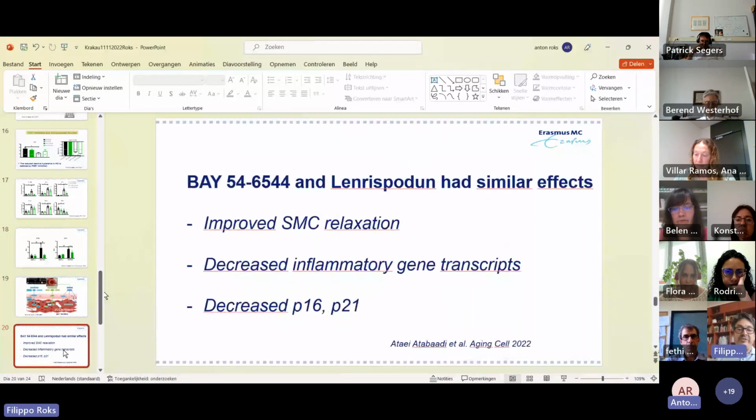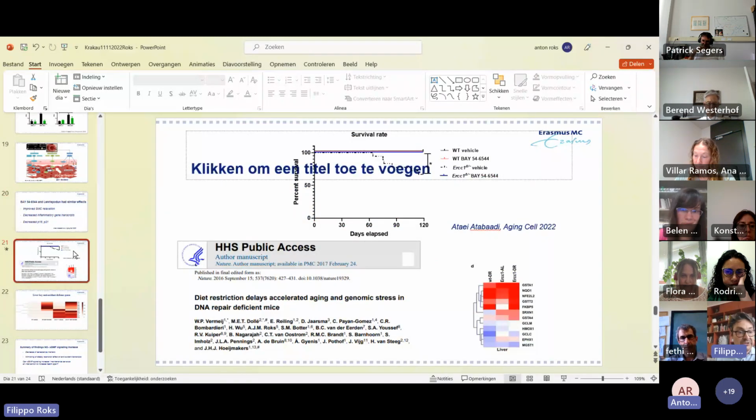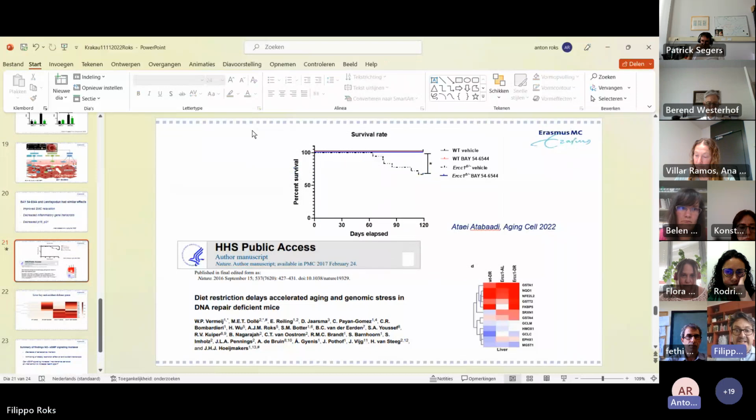We've done similar things with an sGC activator, and we saw basically the same results in the vascular tissue, so improvement of vasodilation. We saw less senescence, we saw less inflammation, we saw a thinner wall, so less arteriosclerosis. And this sGC activation also prolonged even the survival rate of these animals. Sorry for that. And that you see here.